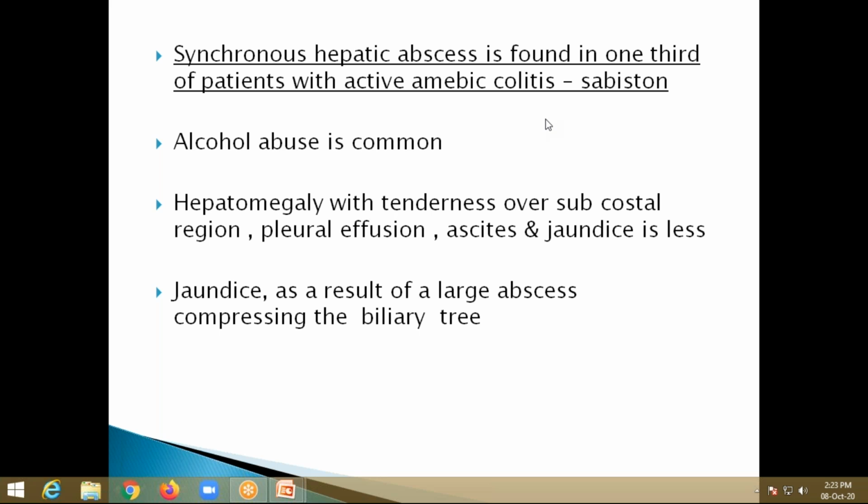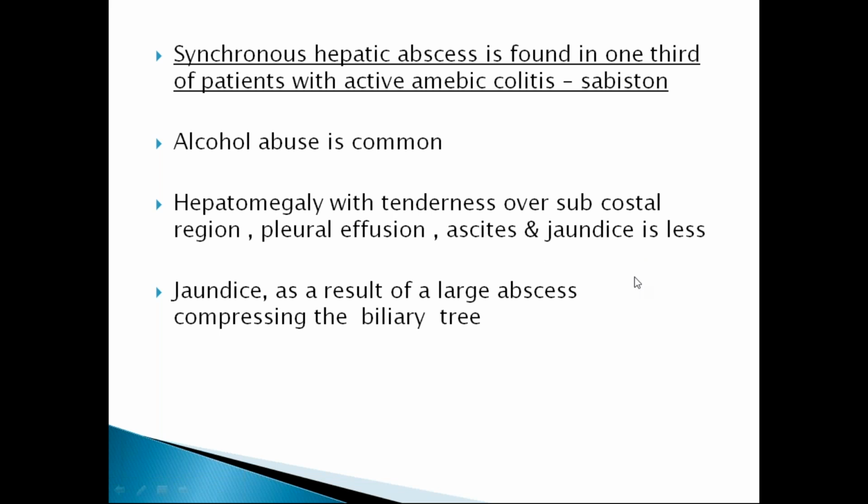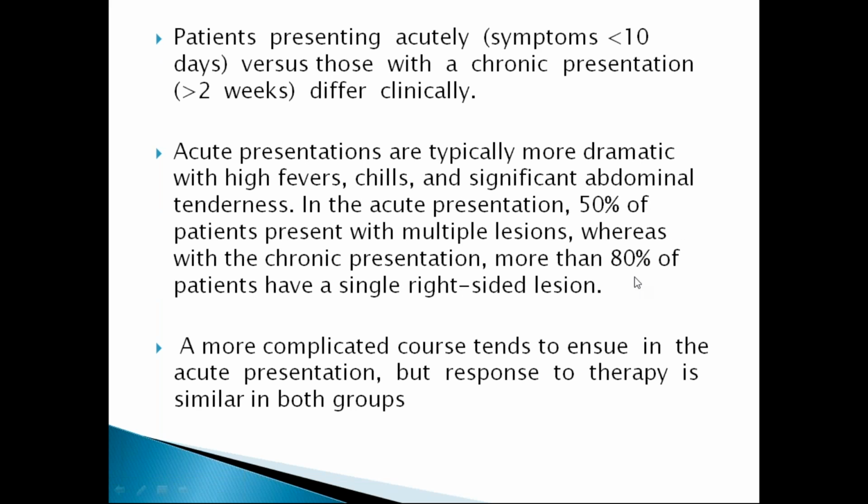Right upper quadrant tenderness, hepatomegaly, pain, pleural effusion, ascites, jaundice, etc. Jaundice is seen only in one condition, when there is obstruction of the biliary tract. It can happen, but it is very rare. Patients presenting acutely and chronically differ clinically. Acute presentation is simply pain, fever, hepatomegaly. But chronically, majority of the time they will have only dull aching pain. Other than that, nothing will be there. Fever, chills, tenderness are in acute.